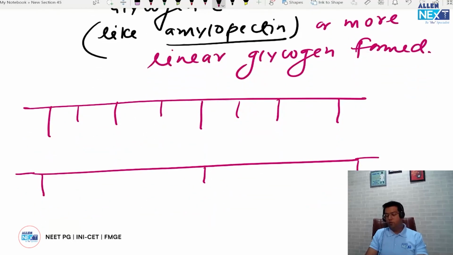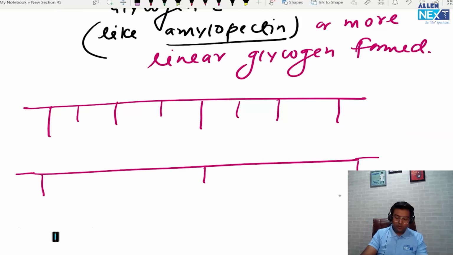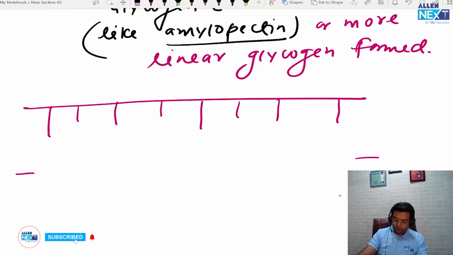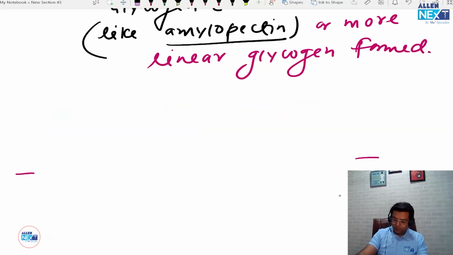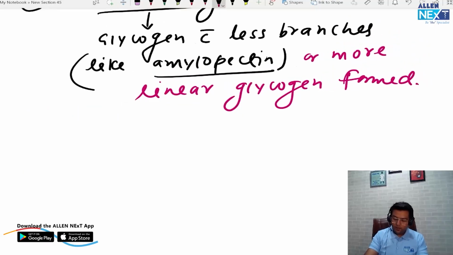So very few branches are there. So this is, I can say, more linear and less insoluble, right? So it is less insoluble, basically. Okay. So linear glycogen is formed. So guys, this linear glycogen looks like amylopectin.